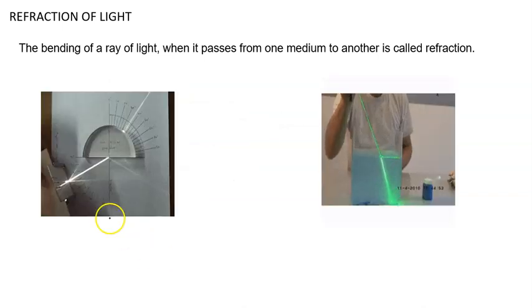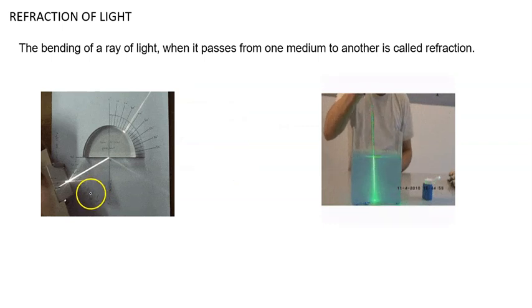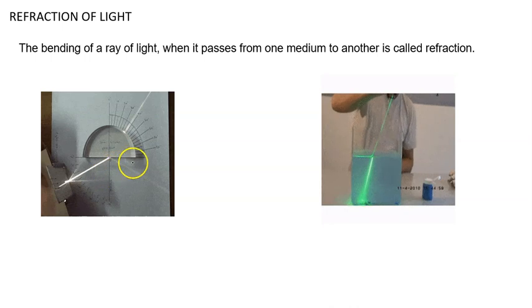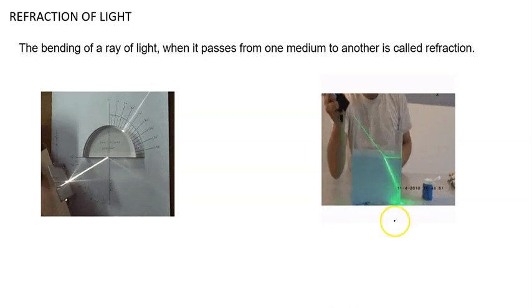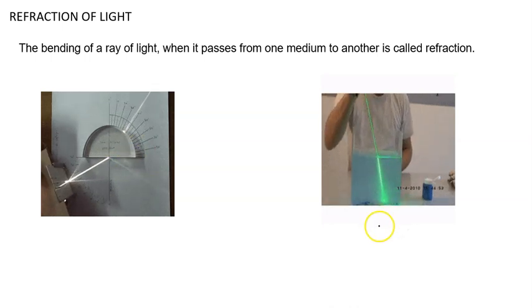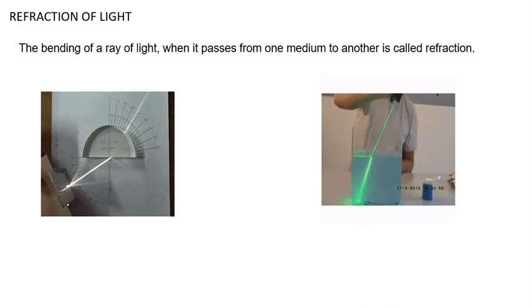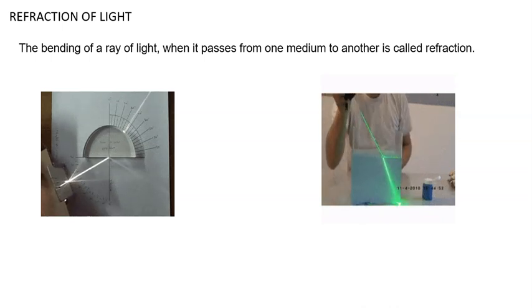You can see the animation. In the left hand side animation, it is visible to all of you. Light is traveling from air to glass. When it is traveling from air to glass, it is bending. In the right side animation, the light is traveling from air to water or any liquid. When it is traveling from one medium to another medium, it is bending. This phenomenon of bending of the ray of light is known as the refraction of light.